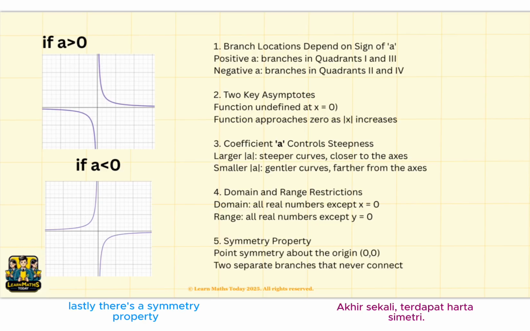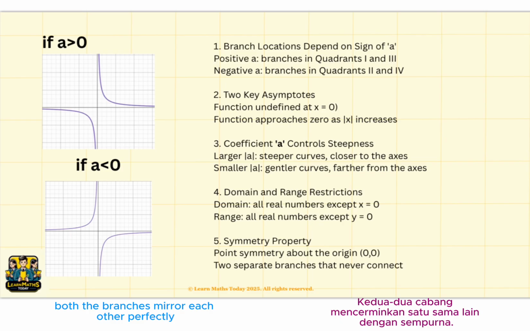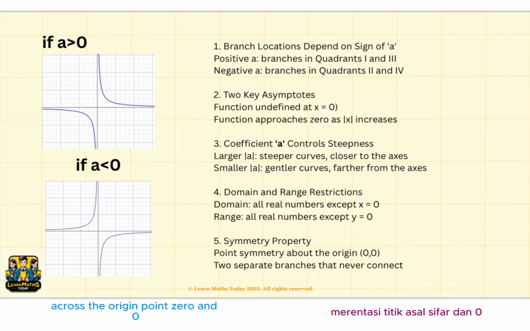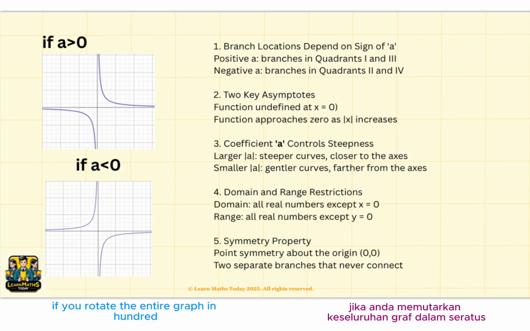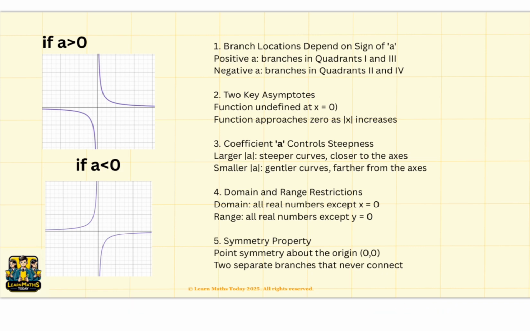Lastly, there's a symmetry property. Both branches mirror each other perfectly across the origin point (0, 0). If you rotate the entire graph 180 degrees around the origin, it will look exactly the same.